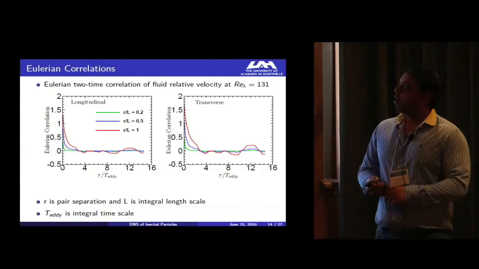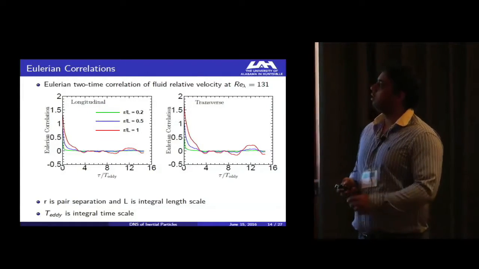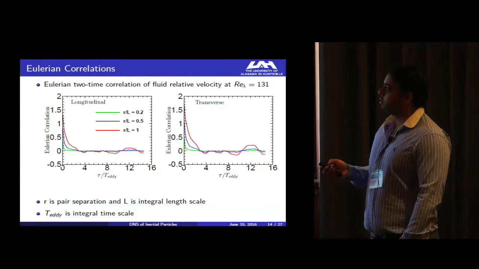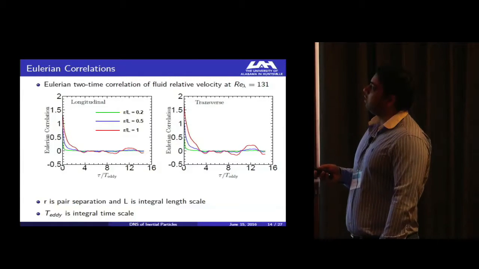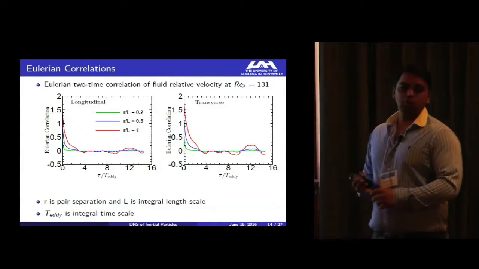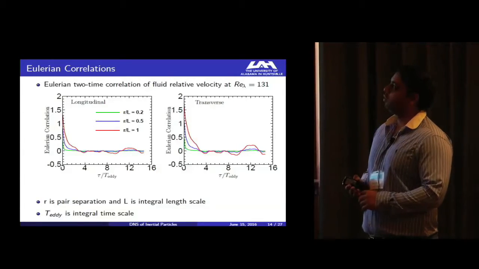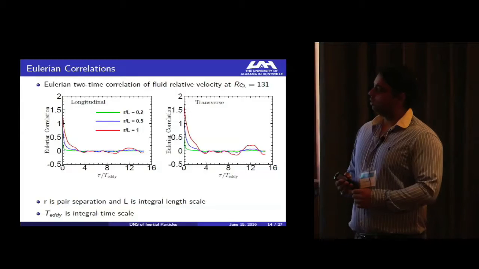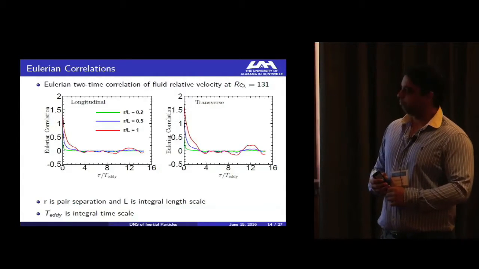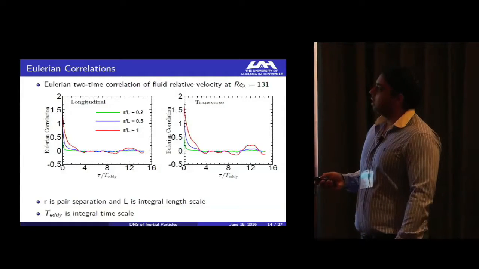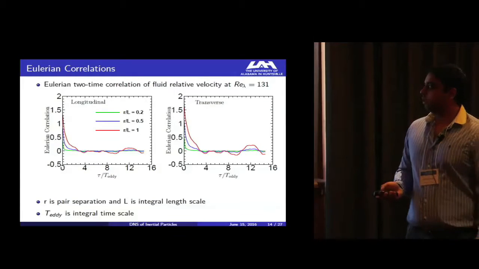So here are the Eulerian two-time correlations obtained using the previously mentioned DNS simulation. Here we are showing the longitudinal and transverse components of the Eulerian two-time correlations at 3 pair separations of r/L of 0.2, 0.5, and 1, where r is the pair separation and L is the integral length scale. And we are showing them as a function of t/T_eddy, where T_eddy is the integral time scale.